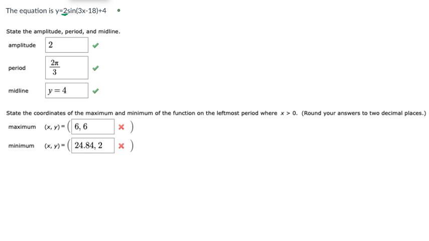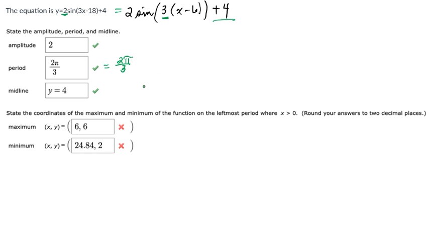The period. Okay, so what we do is we factor out the 3 inside the sine, so we get 3 times (x minus 6), plus 4. And that's going to help us determine the shifts and the period. So the period for sine and cosine is always 2 pi divided by this number right here, which is 3. So very good there. And then the midline, well, since it's been shifted up 4, the midline is y equals 4. So that's all correct.